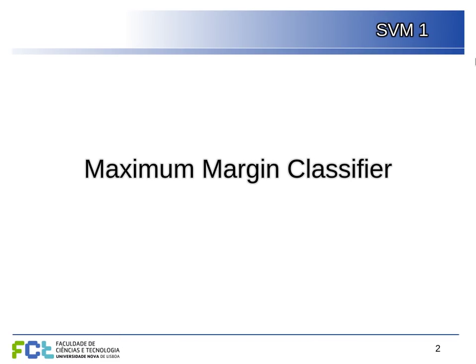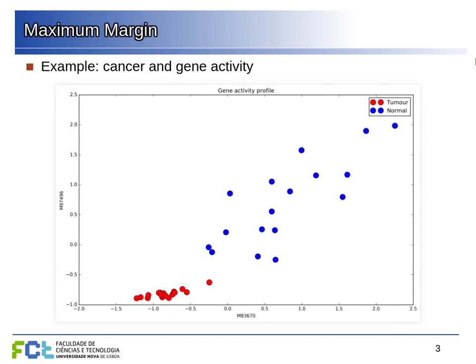So let's start with the notion of the maximum margin classifier. Let's take, for example, this prediction of cancer from the gene activity profile, this data sample, and we want to separate the two classes with a line that goes somewhere around here.